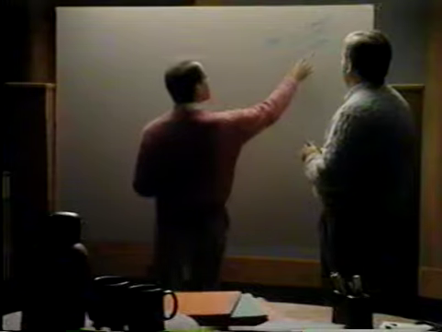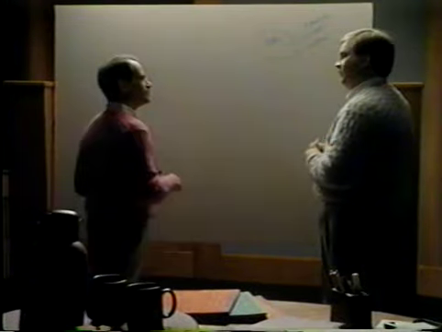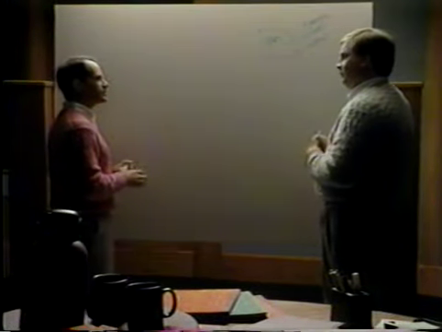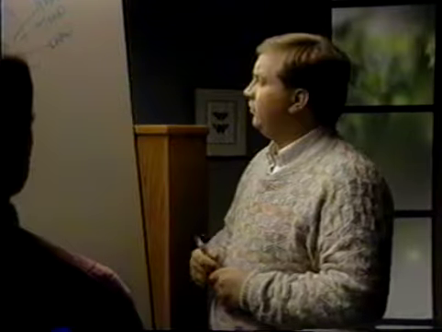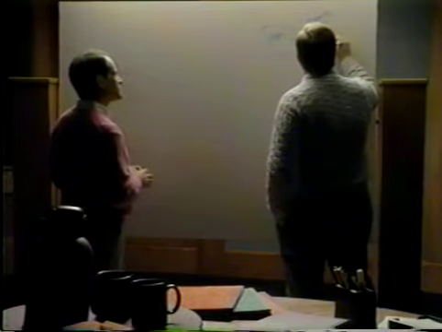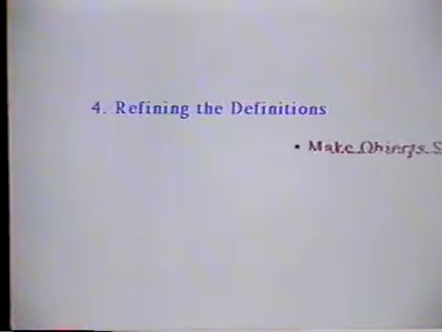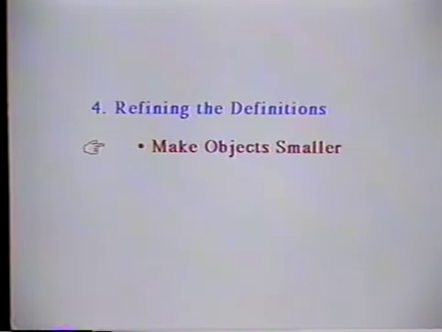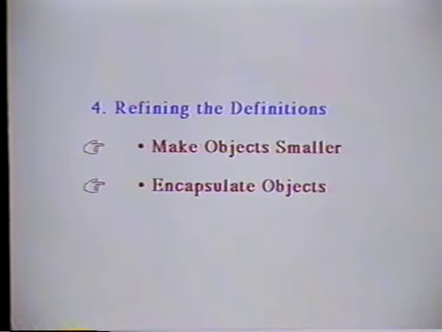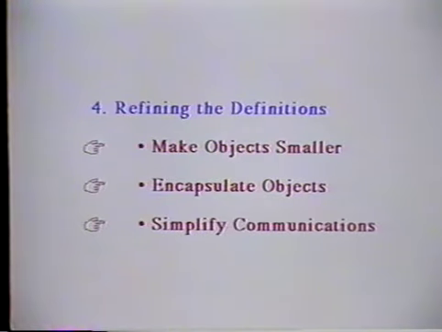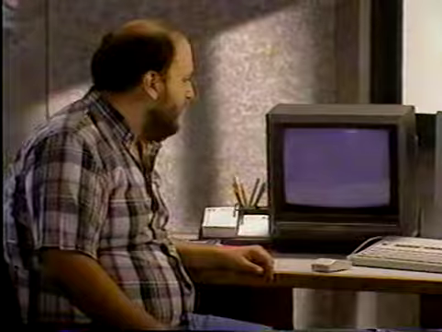So if we have a part just draw itself to a particular frame, then we've solved a lot of issues, I think, about resizing and a number of other things. Right. And it turns out, I think, we'll also solve the problem of being able to add on to it. In stage 4, which is refining definitions, they start to make their objects smaller. They also work to encapsulate the objects and to simplify the communications between objects.